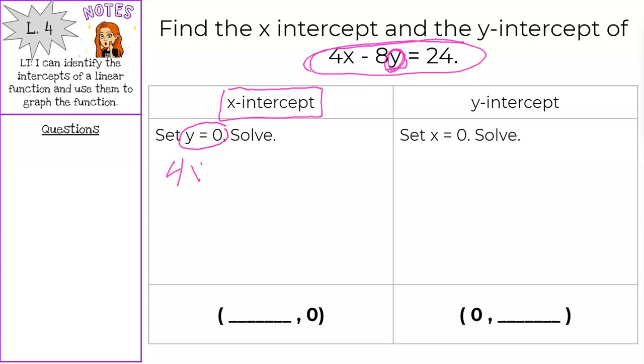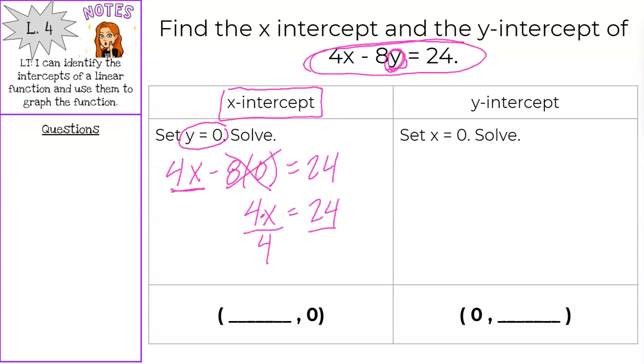So we have 4x minus 8, instead of y, I'm going to put 0, equals 24. Remember, anything times 0 is 0, so that's going to go away, and we're left with 4x equals 24. Undo that times by 4 with divide by 4 on both sides. We get x equals, what is 24 divided by 4? Well, that's 6. So our x-intercept is 6.